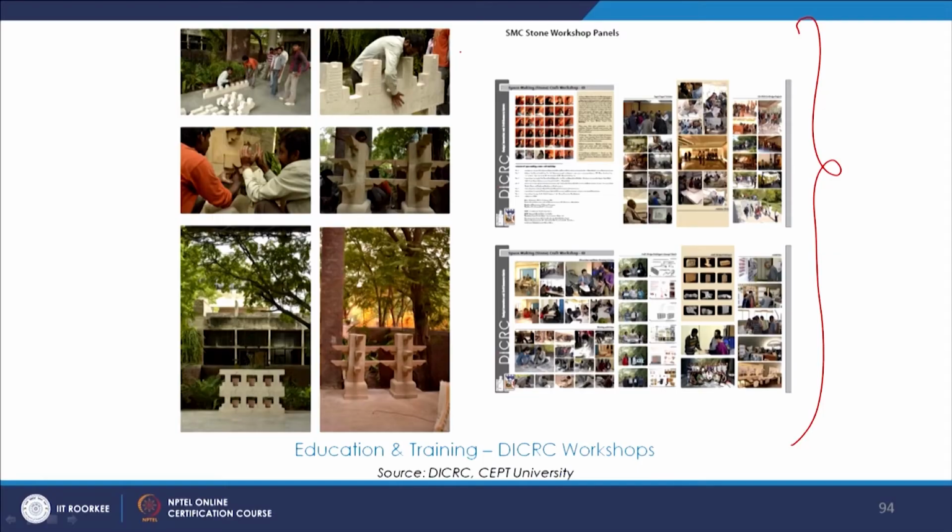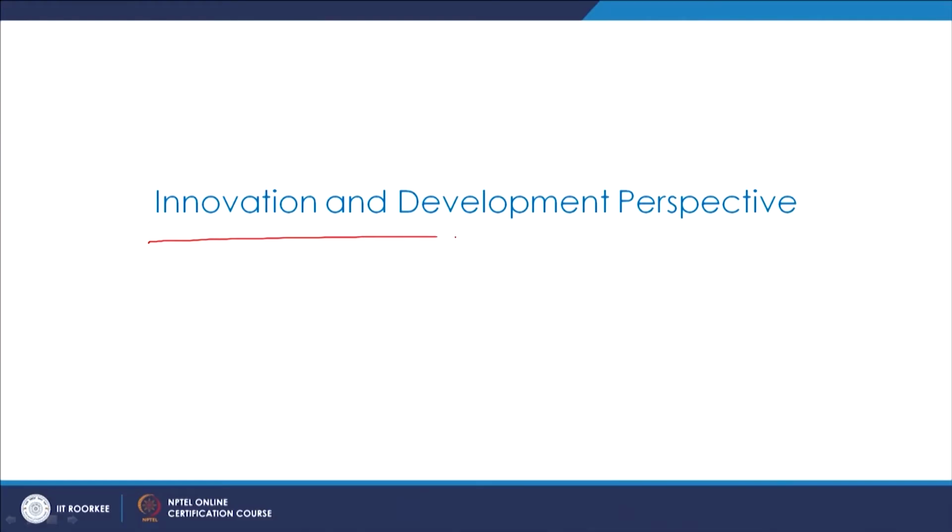Some more panels over here that we see. Again, some more panels, some more prototypes which are demonstrated live. You could just go and see them there. Some of them are in the exhibition part. Then we came to the innovation and development perspective, and we again saw some works and examples.